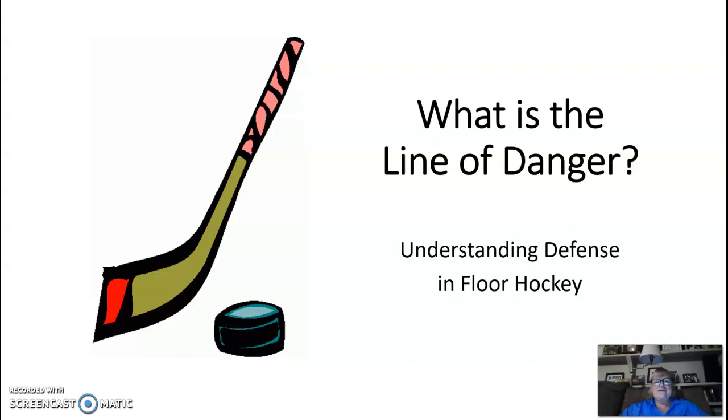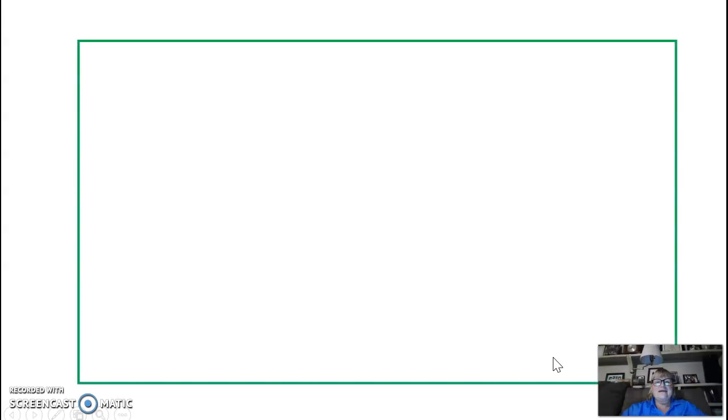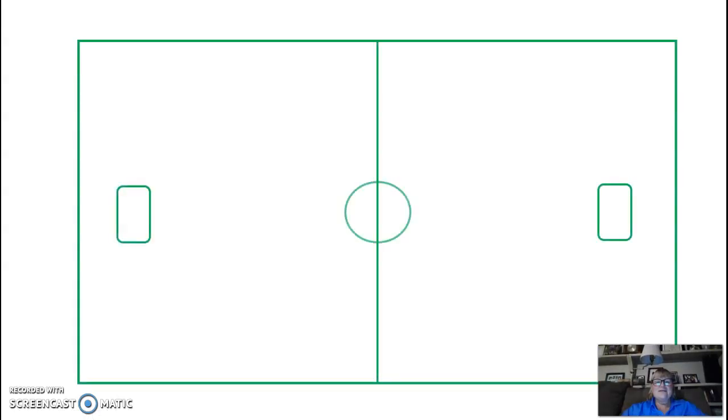Okay? All right, so to start our conversation, we're going to need a court, we're going to need a center line, we're going to need two goals, a face-off circle, and a person with the ball. Now that person is the opponent.